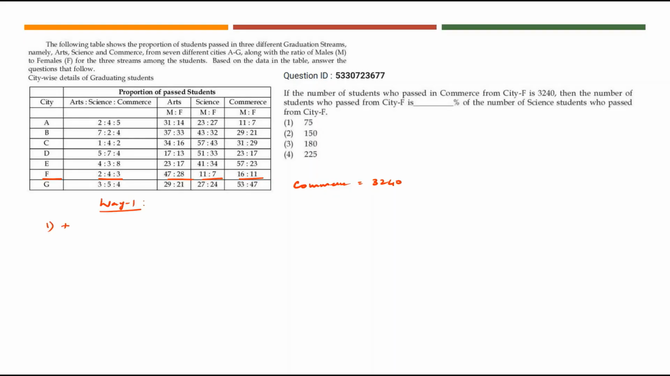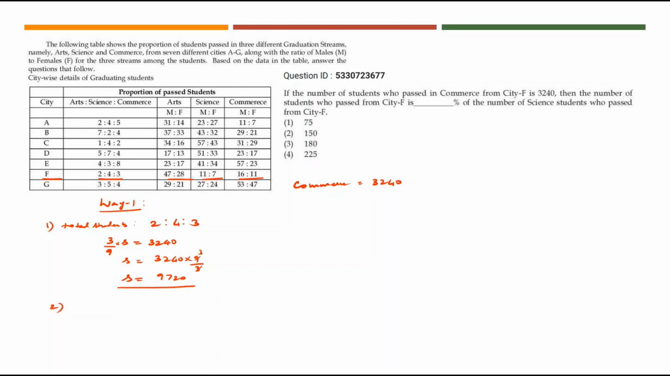First we have to find the total number of students. They have given commerce as 3240. So the ratio is 2:4:3. 2 plus 4 is 6, 6 plus 3 is 9. So we know 3 by 9 into the total count of students will be equal to the commerce part, 3240. From this we get the value 3240 into 9 by 3. So this will give a value of 9720. So there are totally 9,720 students.